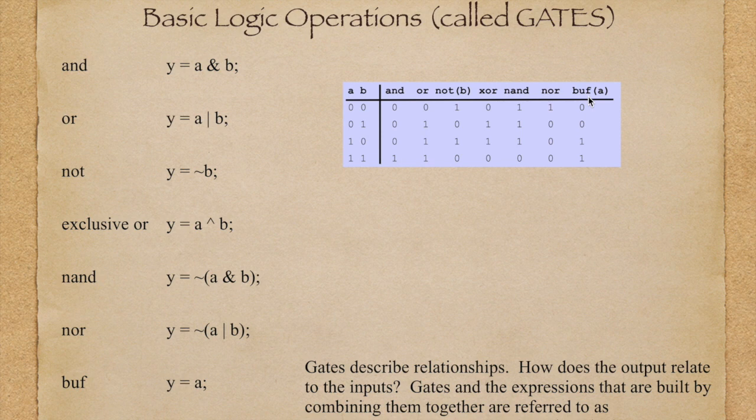And this is just for thoroughness. The buff passes the value straight through. So if A is a 1, Y is a 1. If A is a 0, Y is a 0. Normally we use a buff if we're trying to change a signal name or there's some other electrical considerations. But for us, the buff is similar to the not, except that with the not, the output is complemented. With the buff, the output is the same as the input.